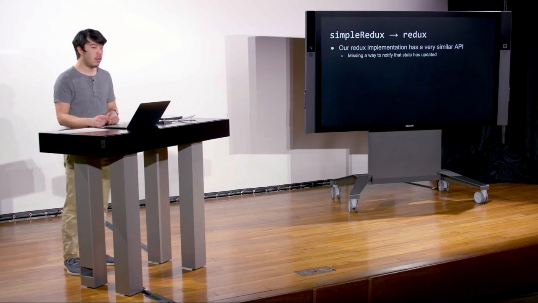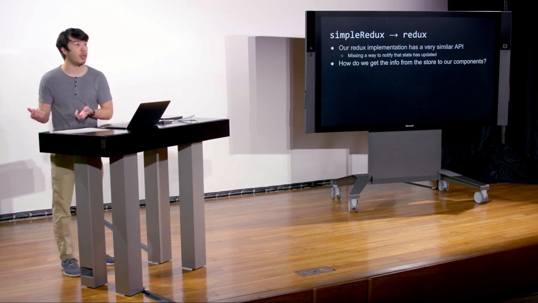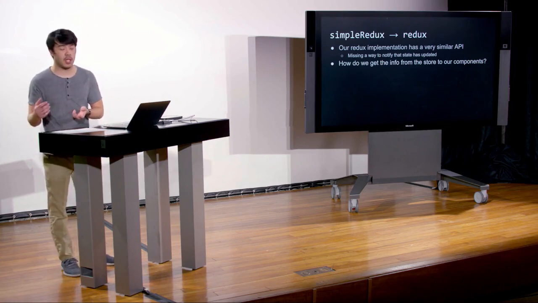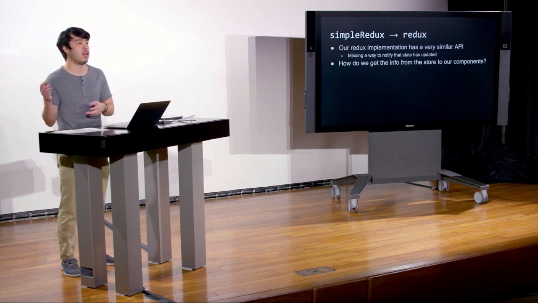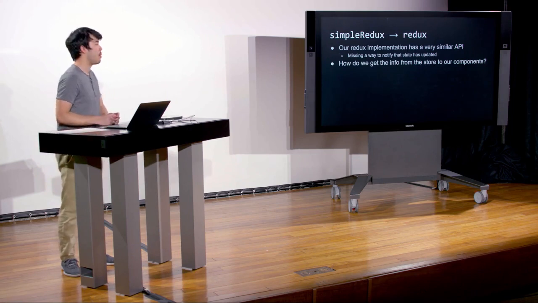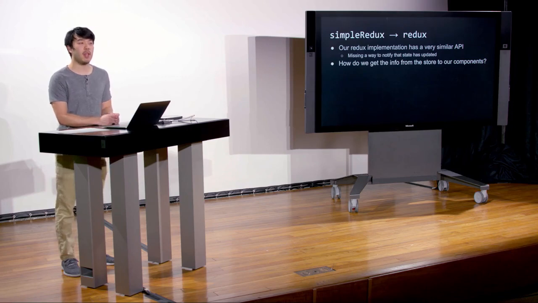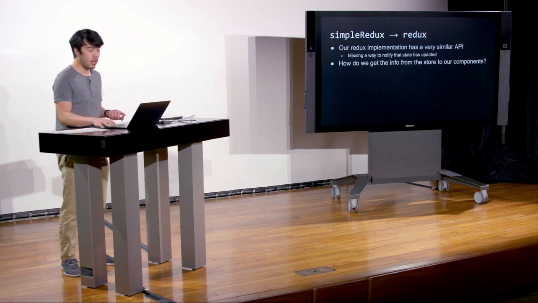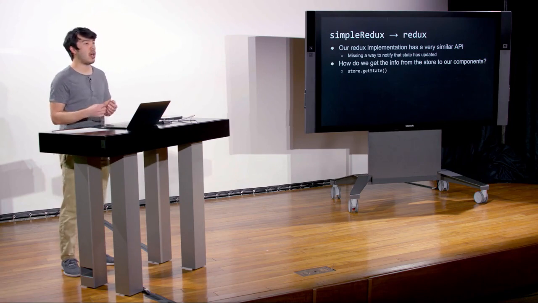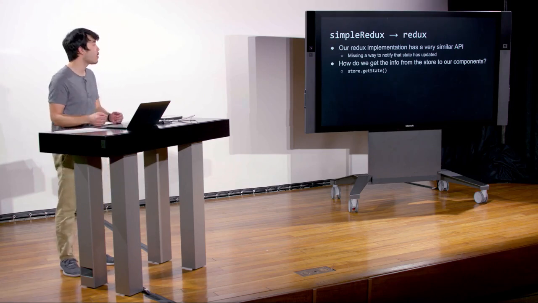And so now we have a few questions to answer. How do we get the info from our store into our components? Because right now, we've been using our store as just a standalone module and accessing it effectively at the command line. But now how do you get this to run in an application? Well, it turns out our store has a handy method for getting that info. It's called store.getState. And so in our application, we can actually access our state from our store directly. So we can do store.getState to receive that.